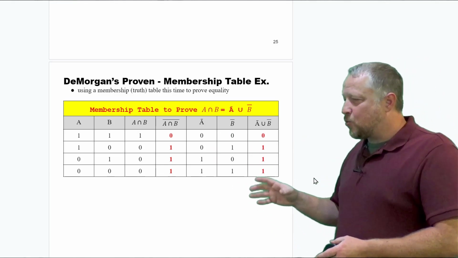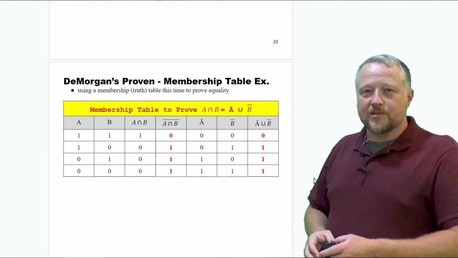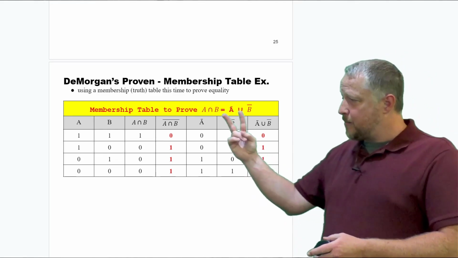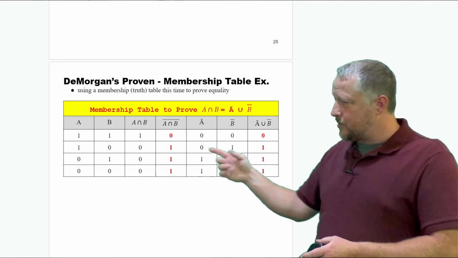And that's our last way of proving De Morgan's. And by the way, this is doing both of them at the same time. There's our first set, and then there's our second set.